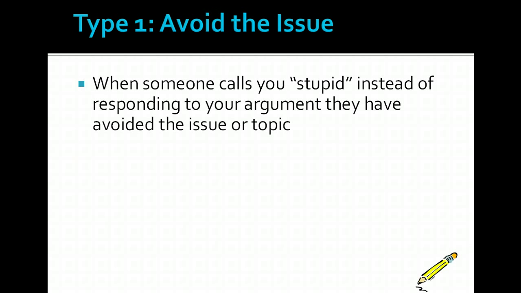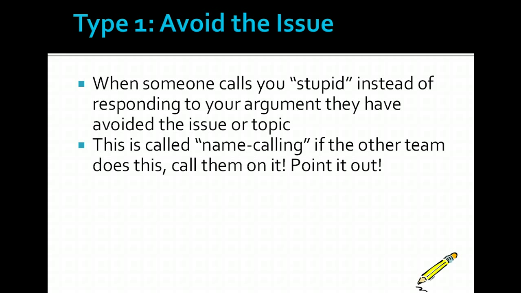The first type is avoiding the issue. I've only really had this happen once before. I might have mentioned this in class or in another video, but over the years, as I've done debates in honors or not in honors, only one person ever resorted to name calling. If you've ever been in an argument with friends at the lunch table where someone calls you stupid instead of responding to your argument, they're avoiding the issue or the topic. This is in fact name calling, and if the other team does this, really call them on it and point it out.